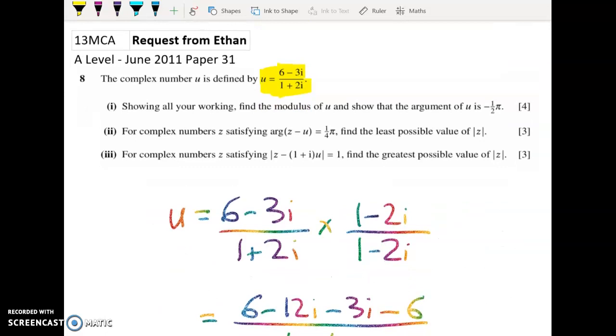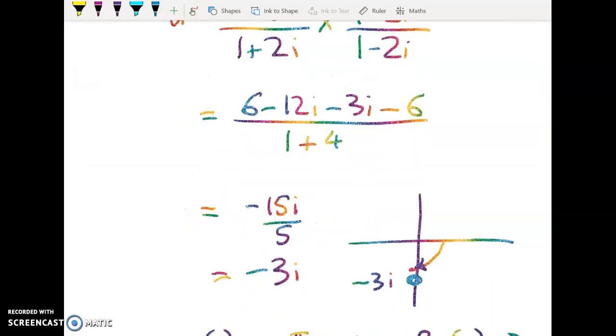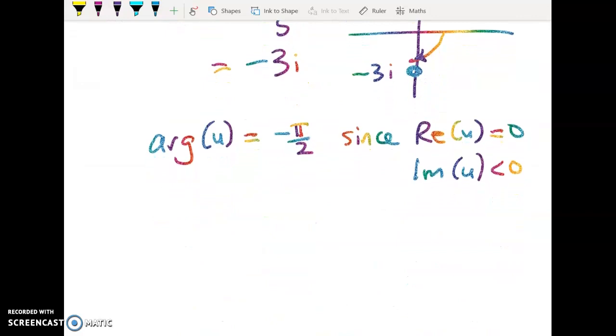Now let's look at the next bit. For complex numbers z that satisfy this condition, the arg of z take away u is equal to pi on 4. Find the least possible value of the modulus of z. So we need to do a bit of work first to find that locus. We've rewritten u now, and u is equal to negative 3i.